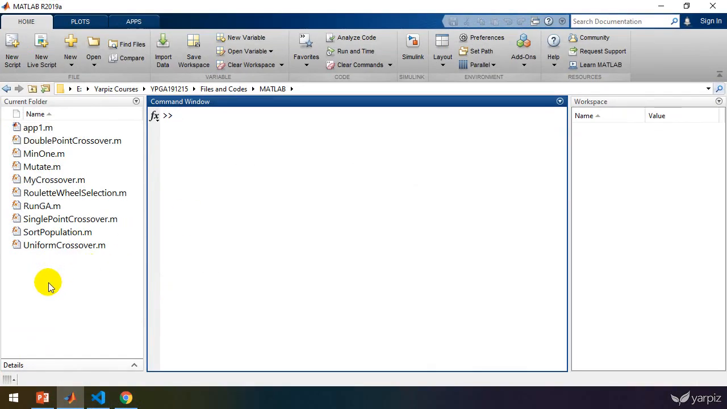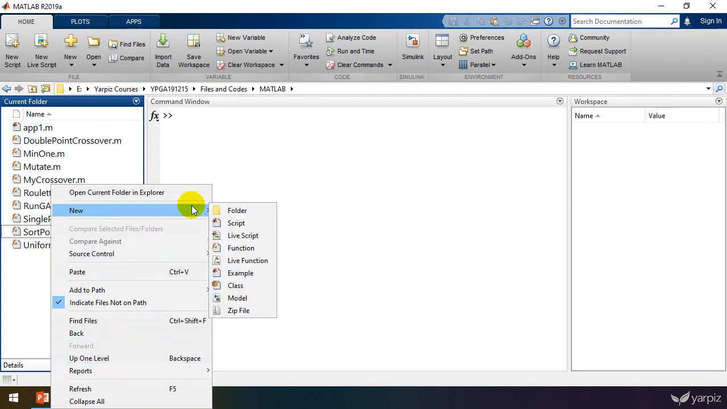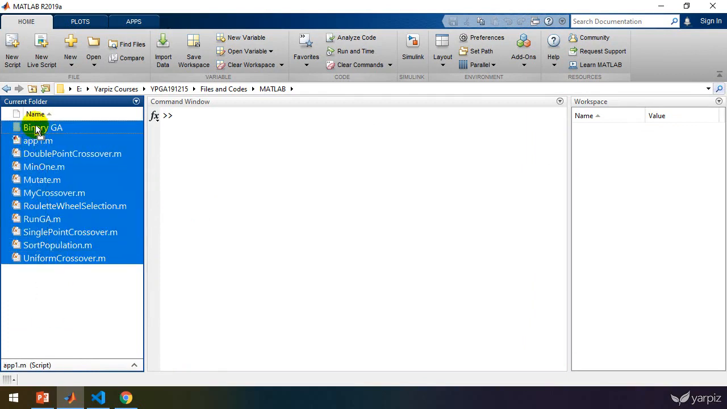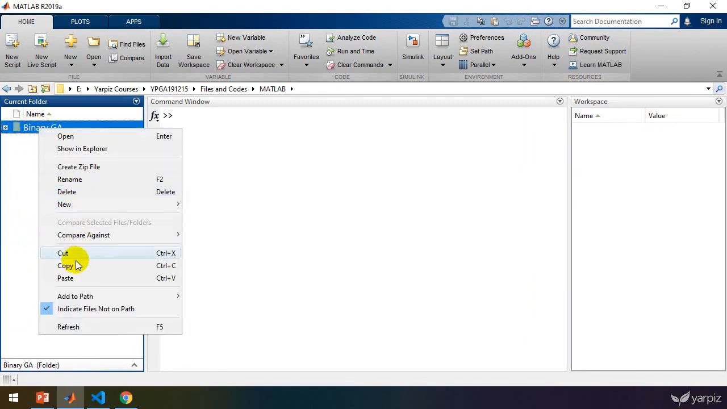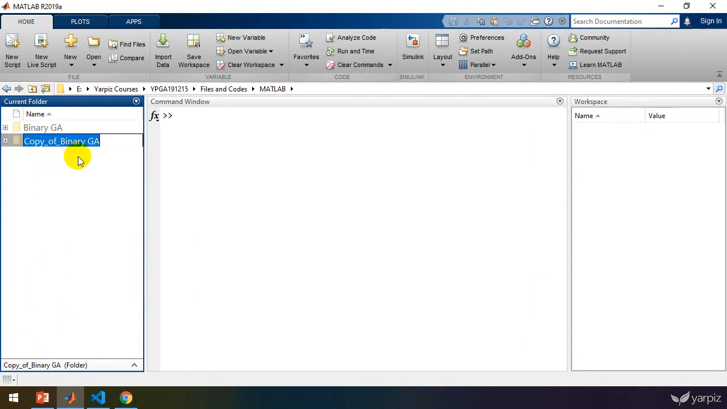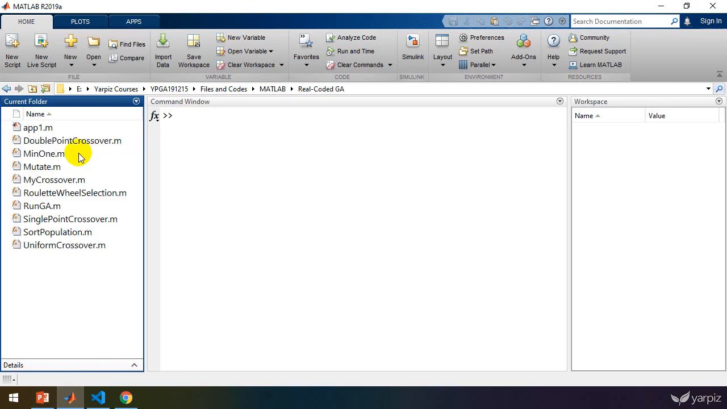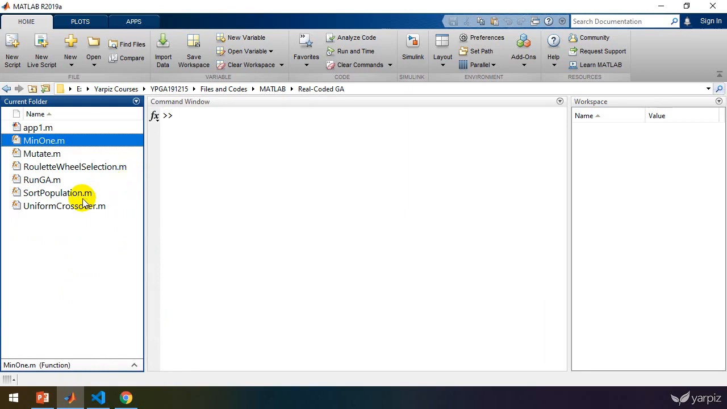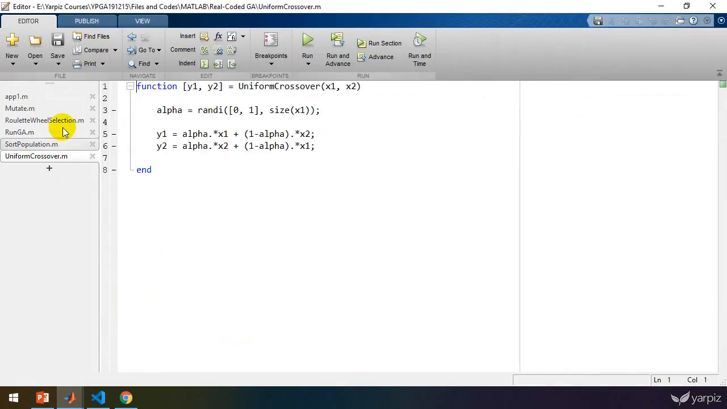But before we start, I'm going to create a folder here named binary GA, and I'm going to move these codes inside this. I'm going to make a copy of this folder and rename that to real coded GA, and I'm going to work on these. And let's remove my crossover, double point crossover, and single point crossover because they are not useful anymore. And I'm going to remove min 1, 2. Okay, and that's it. We can start with these files.